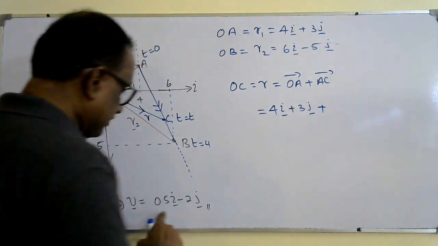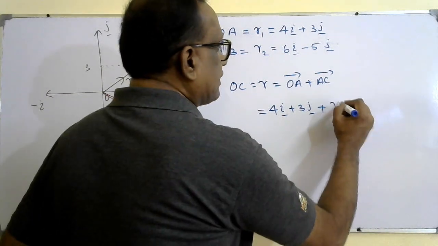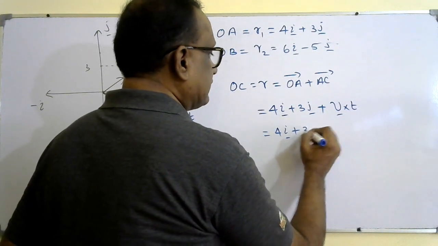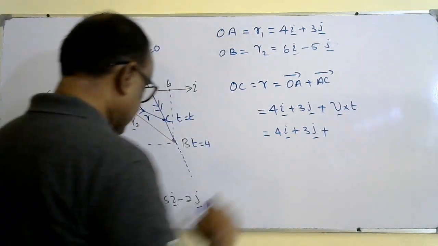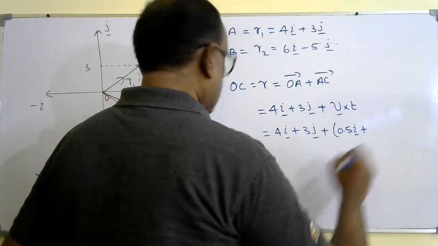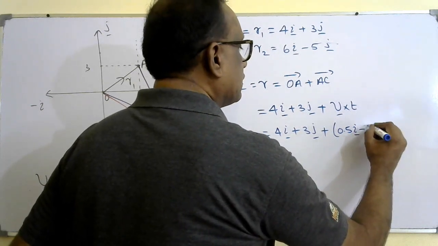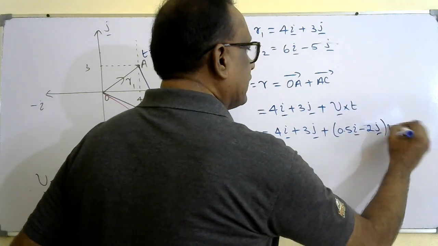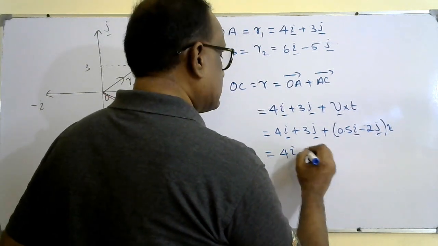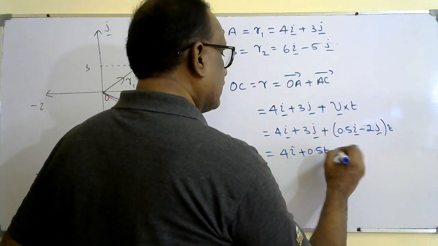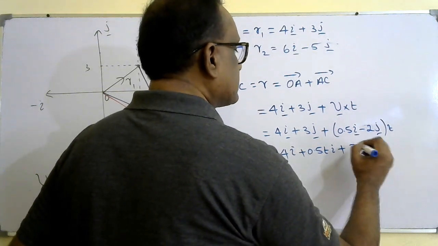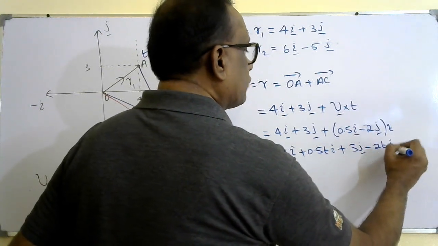So it's moving at constant velocity, so that is the constant velocity into time. So 4i plus 3j plus the velocity vector, we know that is 0.5i minus 2j, into t. That's going to be 4i plus 0.5ti plus 3j minus 2tj. So we'll take the i and j common.